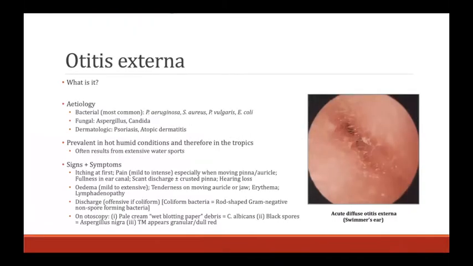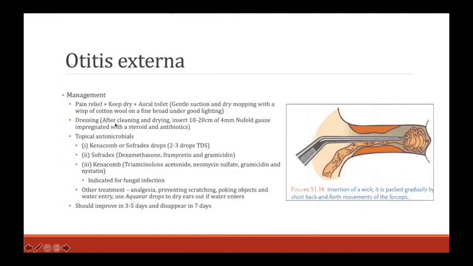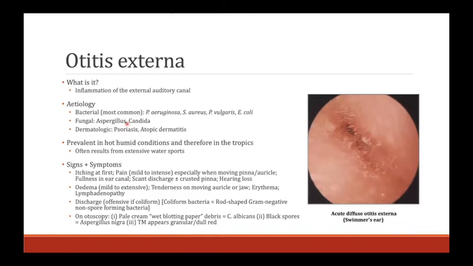So in terms of what otitis externa is, it's an inflammation of the external auditory canal. There are several causes that you need to know about from a GP perspective. The most common cause is often a bacterial one. That includes Pseudomonas species, so Pseudomonas aeruginosa or Pseudomonas vulgaris. Sometimes Staph aureus can cause it, and sometimes even E. coli can cause it. But more often than not, it's the Pseudomonas species that's particularly responsible for causing the complications with it. Fungal causes are also quite common, in particular Aspergillus and Candida.